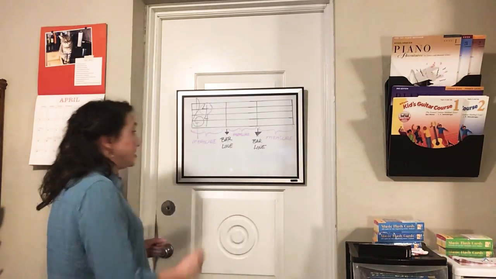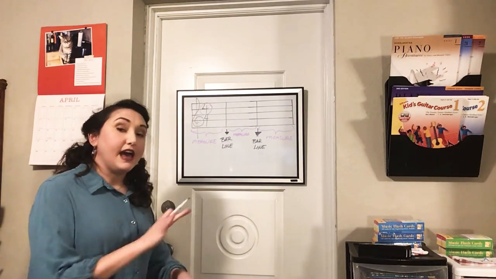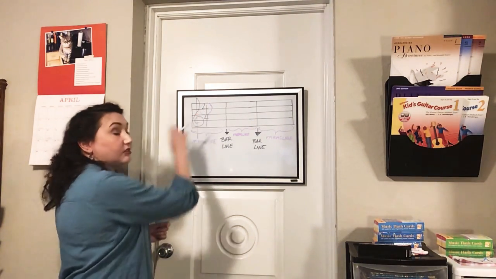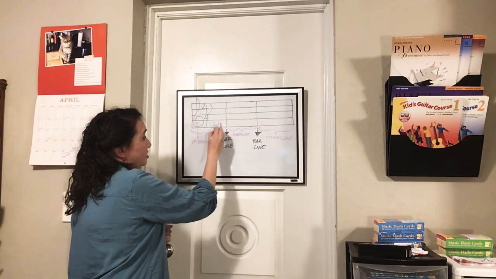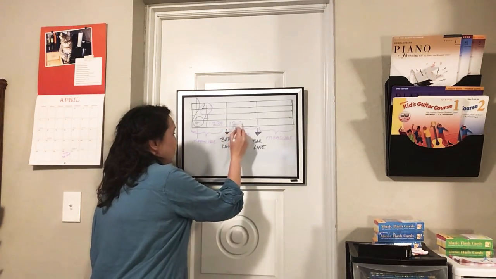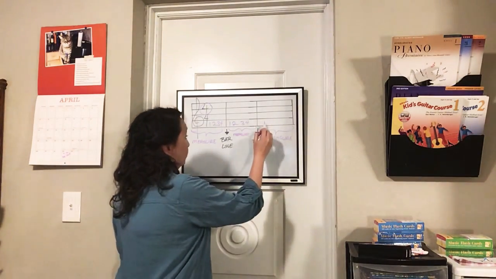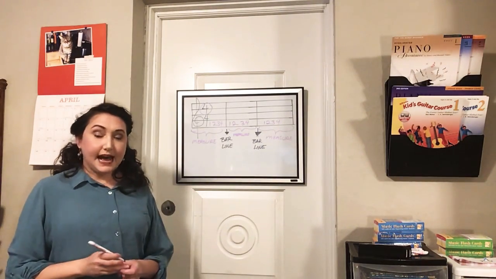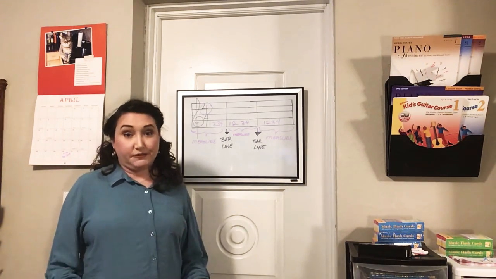So the top number is going to tell us how many counts we have per measure, how many beats we have per measure. In this case, we have 4 beats per measure. The first one is going to be 1, 2, 3, 4. Then we see a bar line, so we're going to start over on the next measure. 1, 2, 3, 4. And then we see another bar line, so we're going to start over on the third measure. 1, 2, 3, 4. So that is how music is divided up and how you know how many beats per measure there are.